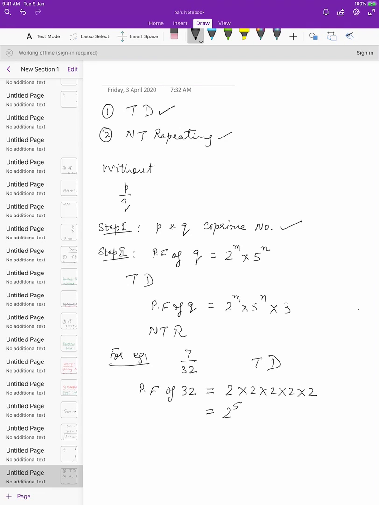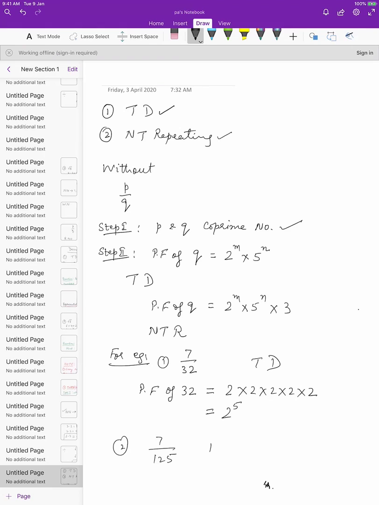So, if the prime factorization of the denominator contains only 2's or only 5's or a combination of 2 and 5, we say it is a terminating decimal. Any factor other than 2 and 5 in the denominator will make the decimal expansion non-terminating and repeating. Let us take another example. Suppose I say 7 upon 125. Again, in 7 upon 125, they both are co-prime. There is nothing common in these two numbers.